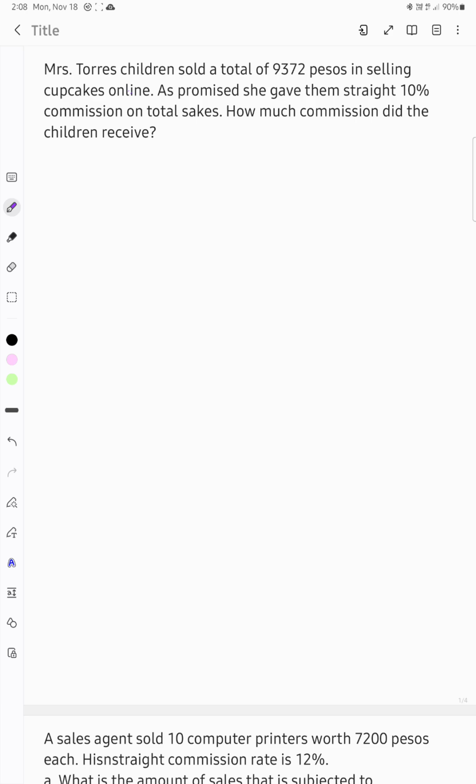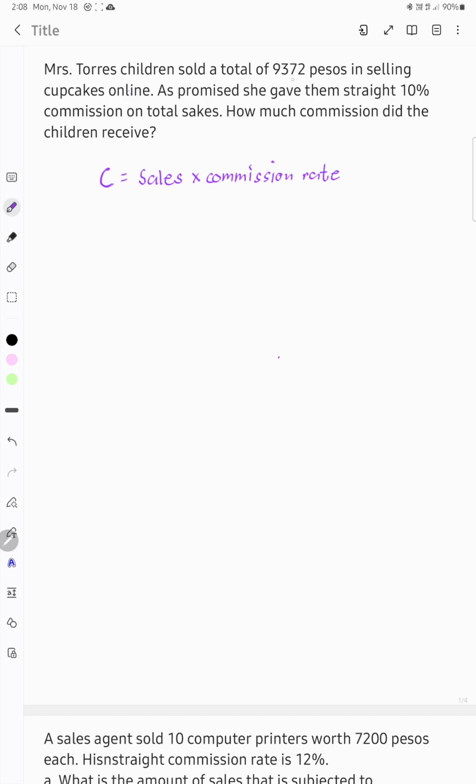Now, for my class, we're going to work out the commission. A commission is like an interest. When we compute interest, we need the original value, or the principal amount, and multiply it by the rate. So here, the commission is the sales, or what we call the principal amount, multiplied by the commission rate. We need to identify these things in our problem.